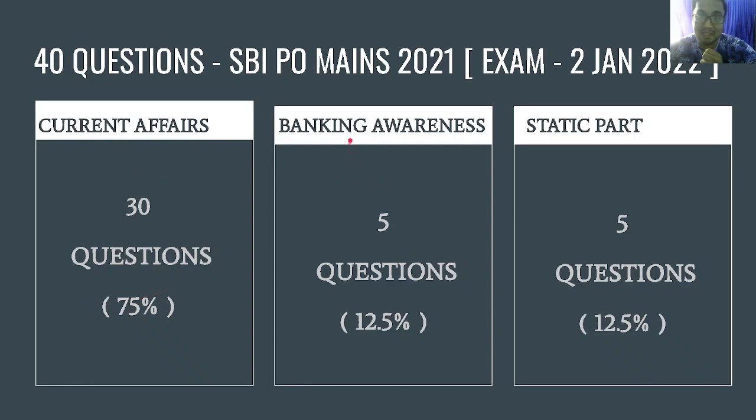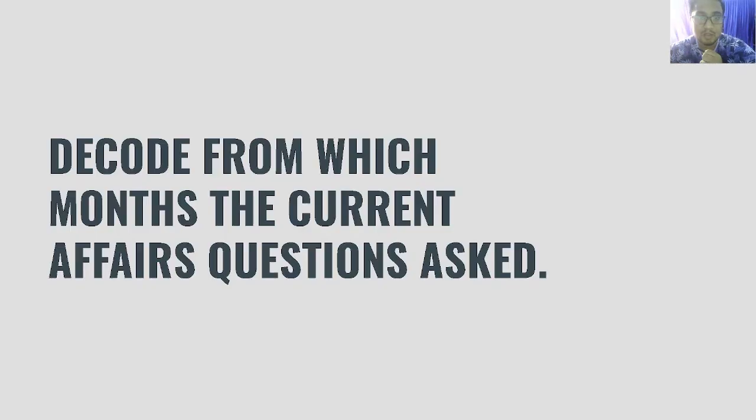That doesn't mean we should ignore banking awareness and the static part. We have to score at least 2 marks out of 5 here, 2 marks out of 5 there, and 15 marks out of 30 in current affairs. Then only can we manage this section, and then only will we get selected. So let's go forward and see from which month how many questions came.